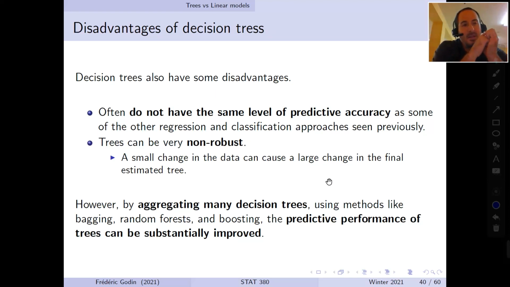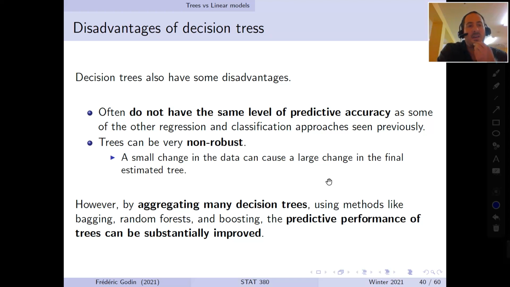Okay, so these were advantages. Now the disadvantages. As we said, standalone decision trees typically don't have the same level of predictive accuracy as some of the other regression methods discussed earlier. So if you want very precise predictions, then standalone trees might not work very well.